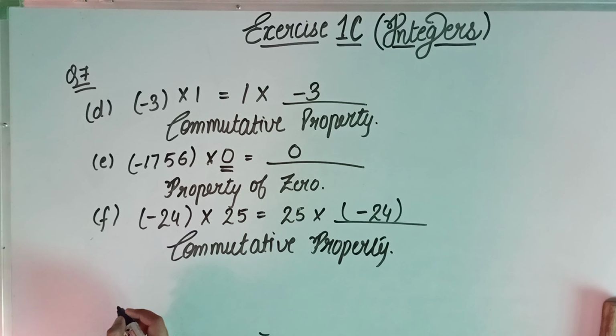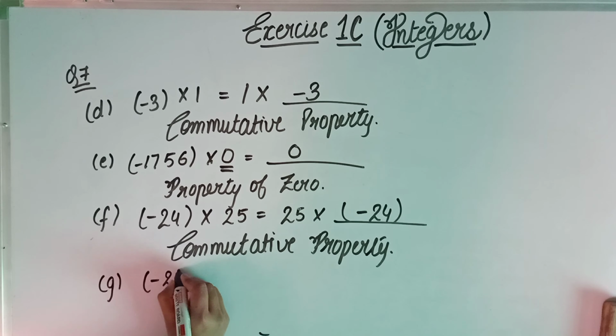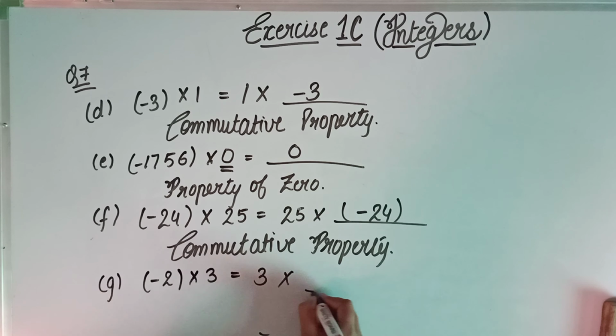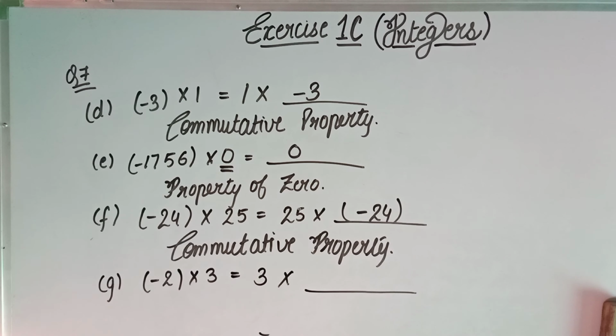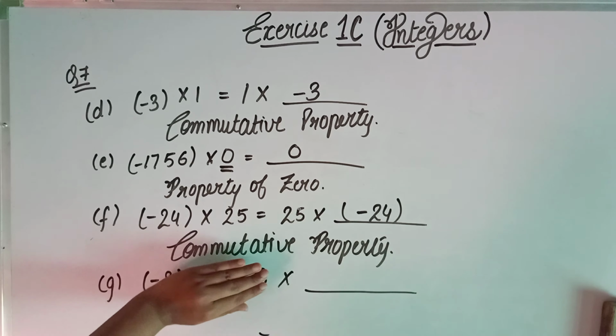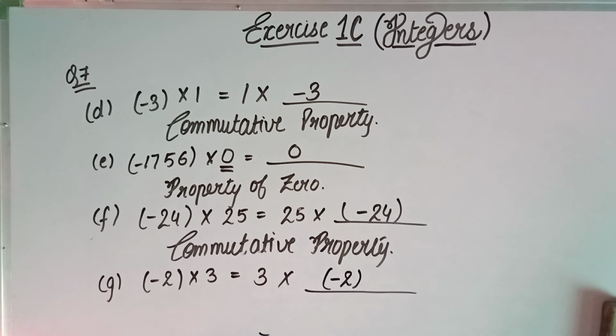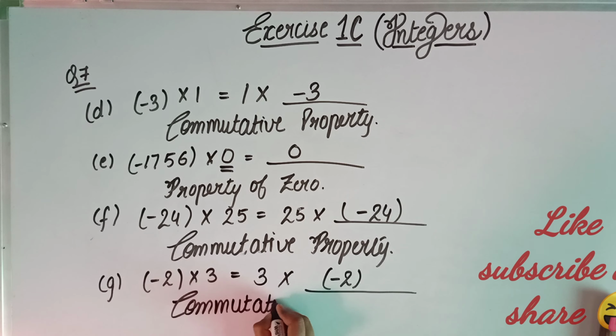Now G1. Here we are moving with the G part. So minus 2 into 3 is equal to 3 multiplied by dash. Again we have two numbers. So let me hide 3. What is remaining? Minus 2 is remaining. So again, if we have two numbers and the order is different, then we apply the commutative property. So here we write commutative property.